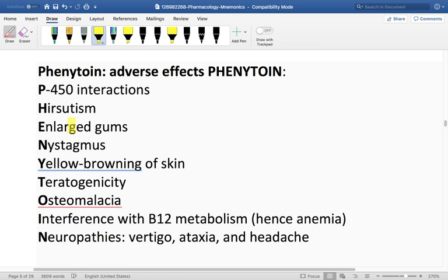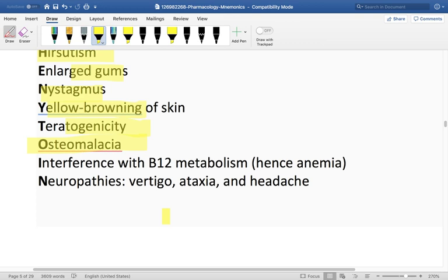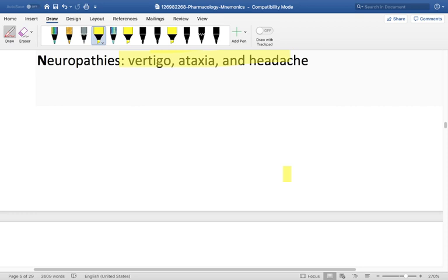Now what are the side effects of phenytoin, doctor? Hirsutism, enlarged gums, P450 interactions, nystagmus, yellow browning of the skin. Teratogenicity, very important. They lead to osteomalacia. Phenytoin leads to osteomalacia. And interference with the vitamin B12 metabolism, it leads to neuropathies, vertigo, ataxia, headache. That is phenytoin is what you should remember.